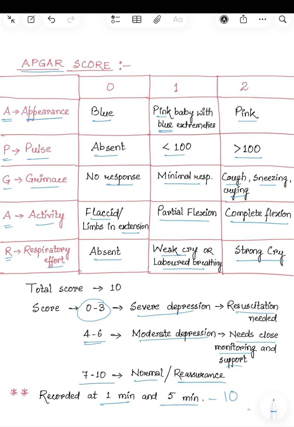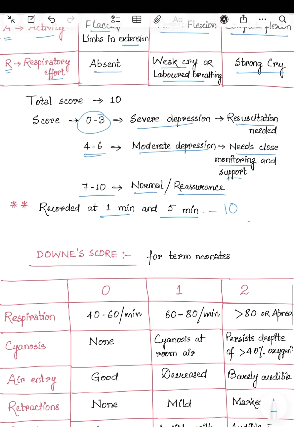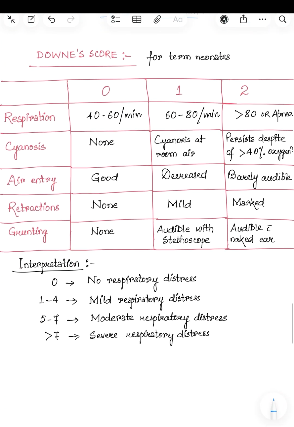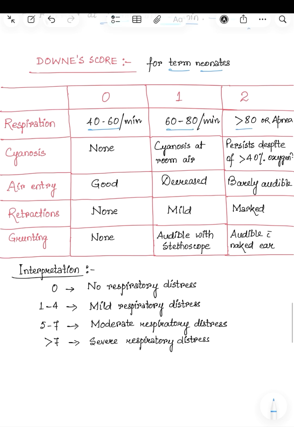Coming to our next score, that is Downey's score. Downey's score is used to assess respiratory distress in newborn, particularly in term neonates. It includes 5 parameters: respiration, cyanosis, air entry, retraction and grunting. If the respiration is 40 to 60 per minute, the score is 0. If 60 to 80 per minute, the score is 1. If more than 80 or apnea is there, then the score will be 2.